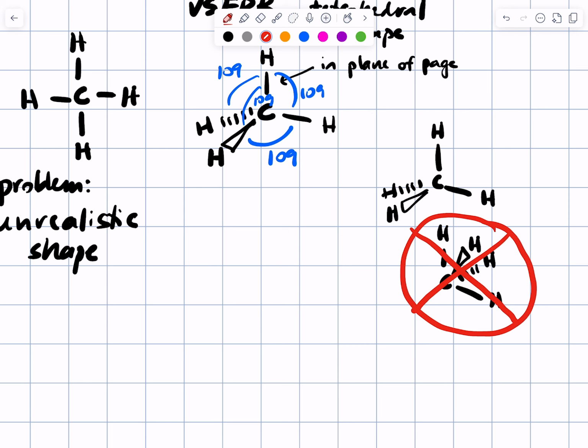Yes? What if we just switch the wedge and the dash? Yeah, so you can switch the wedge and the dash. One's up, one's on top, one's on the bottom, one's to the left, one's to the right. That doesn't matter.